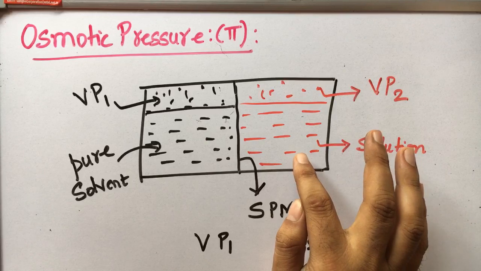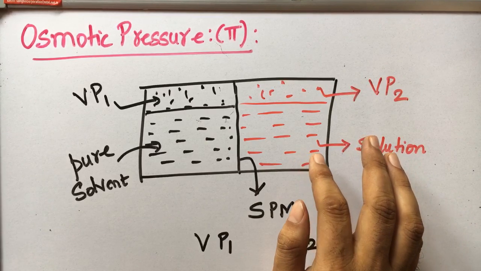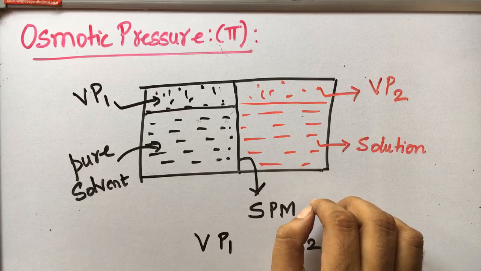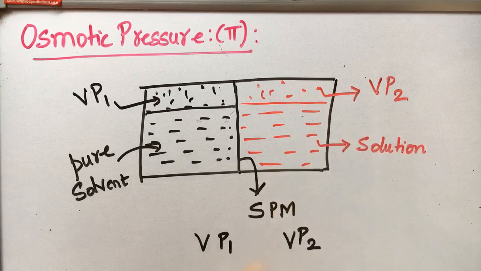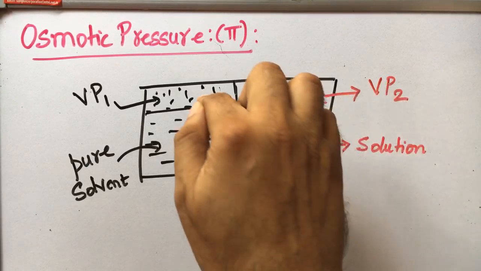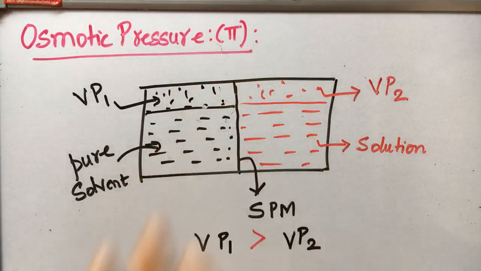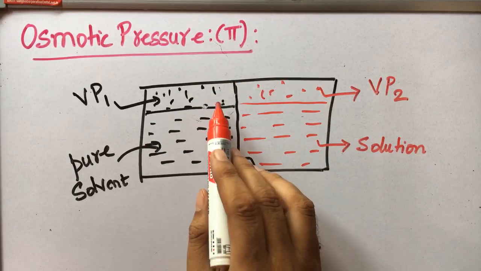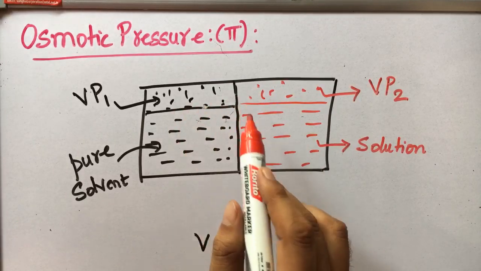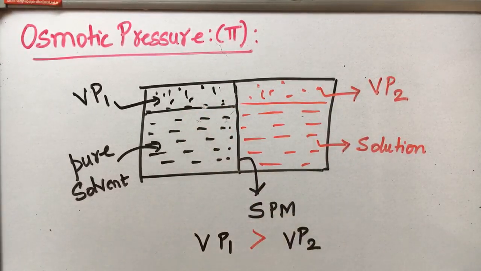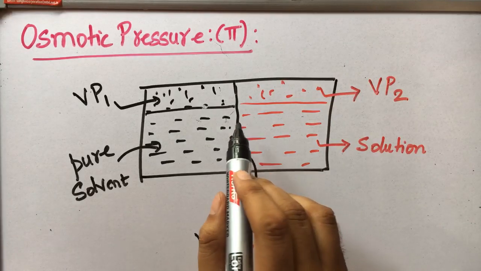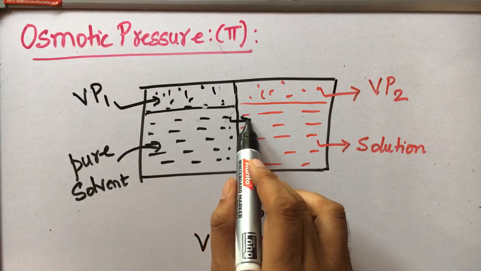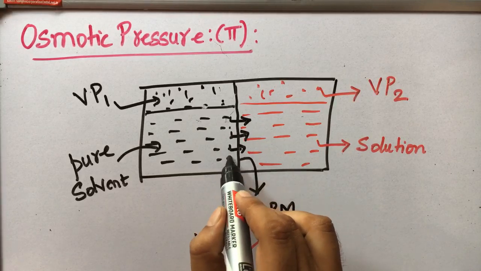Since this is a solution which is made up of non-volatile solute dissolved in a volatile solvent, vapor pressure of this should be less. So, vapor pressure 2 would be less than vapor pressure 1, as we have discussed in the previous two cases. Whenever the vapor pressure above this solution is less, and above this solvent is more, there is imbalance in the vapor pressures. In order to equalize it, some solvent molecules, because of the microporous small structures which allow only solvent molecules to move, start moving this side.